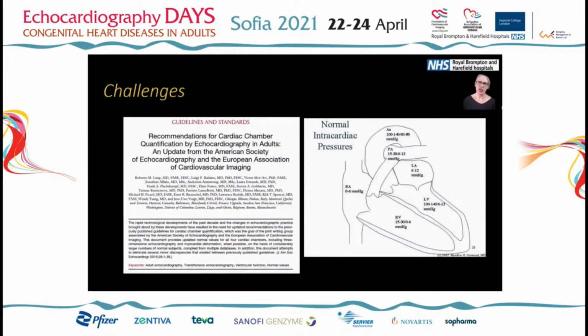But it does come with challenges. In adult cardiology, we're very used to being told how to measure, when to measure, what part of the cardiac cycle, what is a normal reference range, what is a normal LV, what is a normal cardiac pressure.